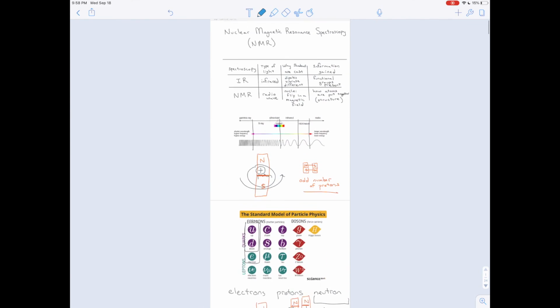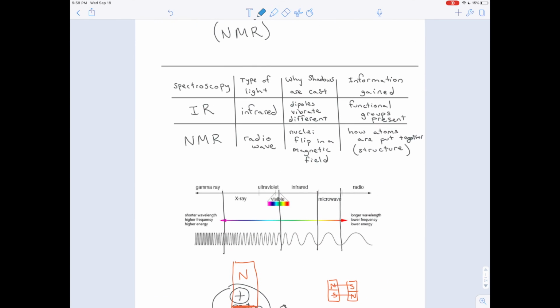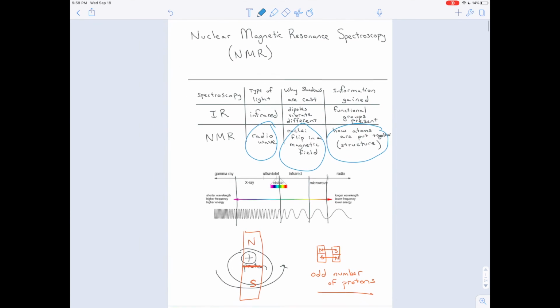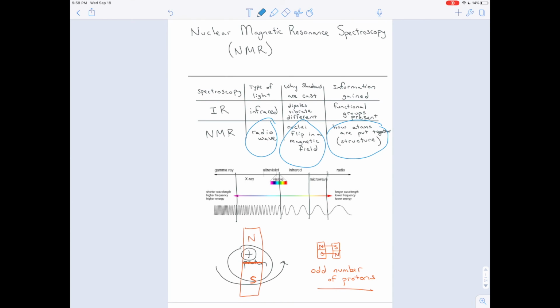So in NMR spectroscopy, we will be shining radio waves on nuclei, see how they flip in a magnetic field depending on their electronic environment, and so we can deduce their electronic environment from that and determine how all of the atoms were put together. So we'll go into more detail on how to do that in future videos.